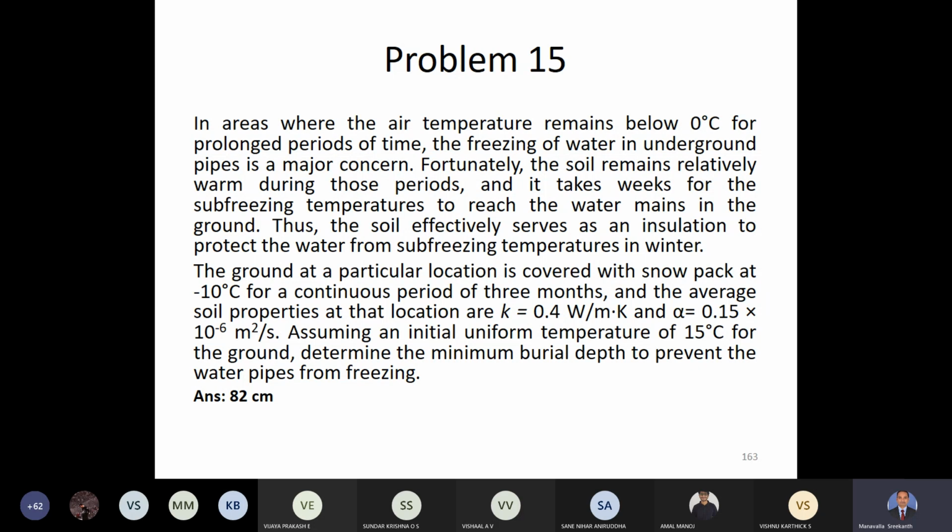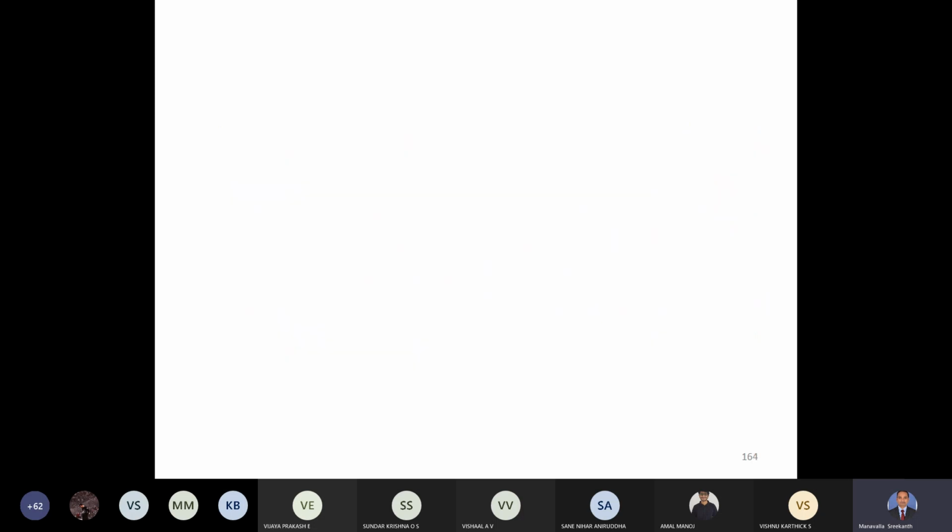So we want to know, in a period of 3 months, at what depth the temperature will be such that the water does not freeze. This is about Earth, and it doesn't really matter whether we take it as a curve or a flat surface, so we will take it as a flat surface. We have to find the location at which we have to bury the pipeline so that it doesn't freeze.